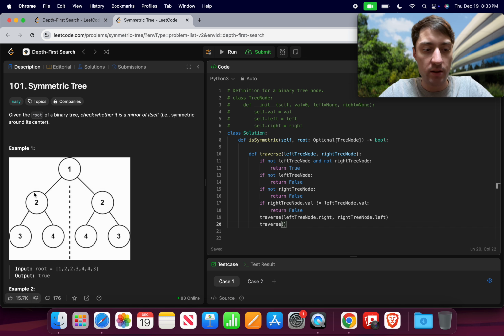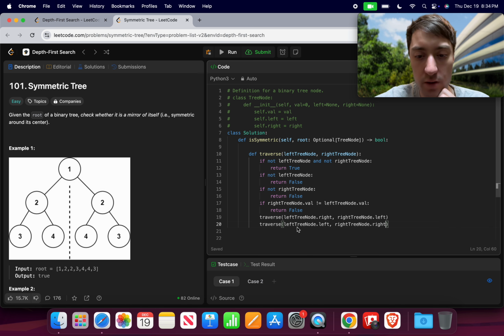Traverse, and this is the left tree node dot left. I want to go left, and then on this one, this is the right tree node dot right, and I want to go right. So I'm going to check this one, and then check, okay, left tree node dot left, left tree node dot left, and then right tree node dot right. So I'm going to check this one, and this one.